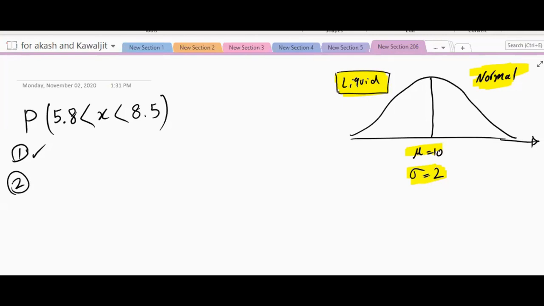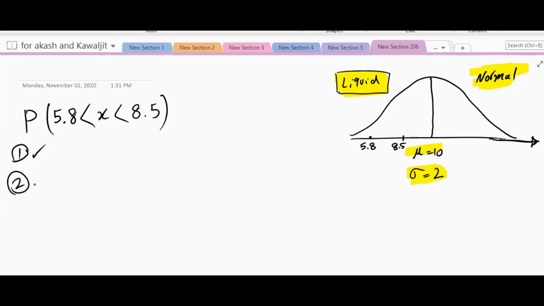Step 2. Then we have to identify the points of interest. Very good. This is the direction of the x-axis. So 11, 12 are on that side. So 8.5 would be here. And 5.8 would be here.